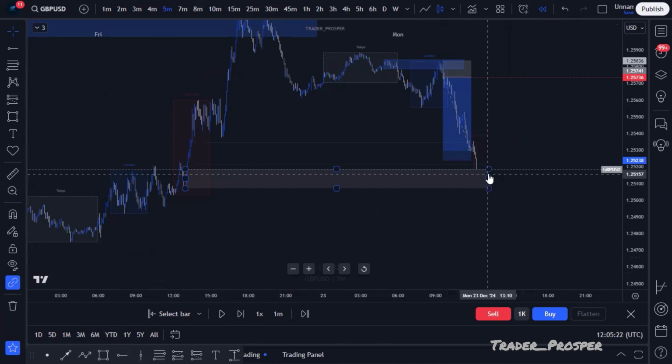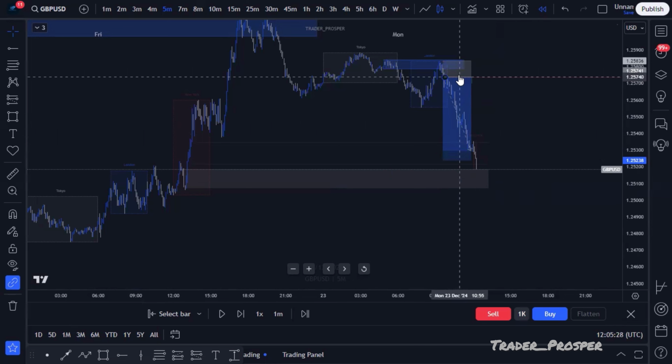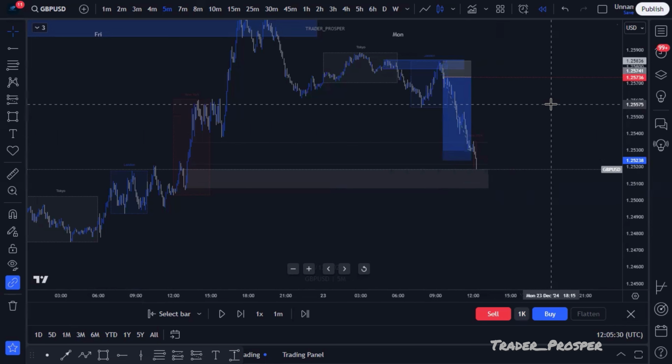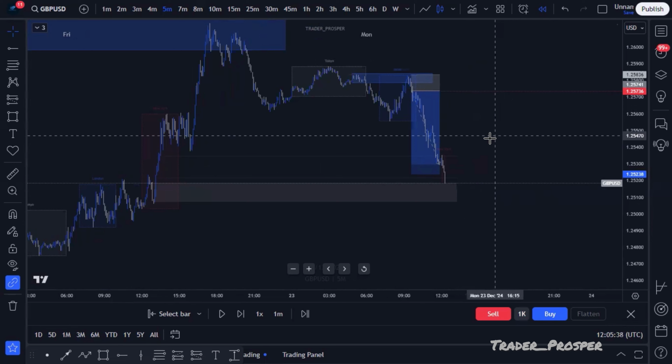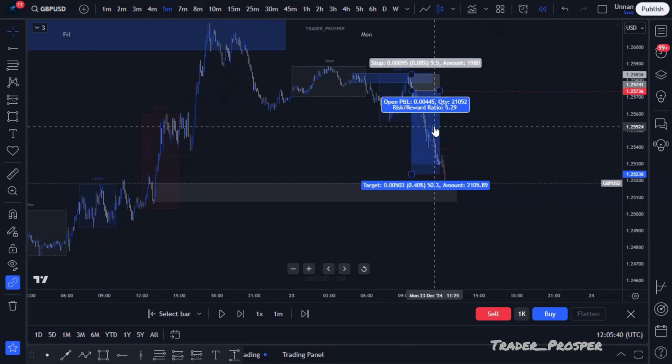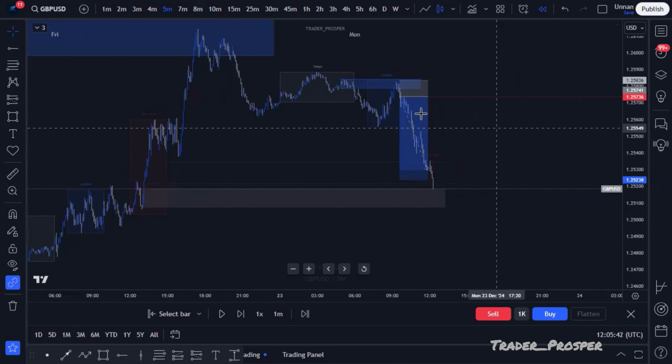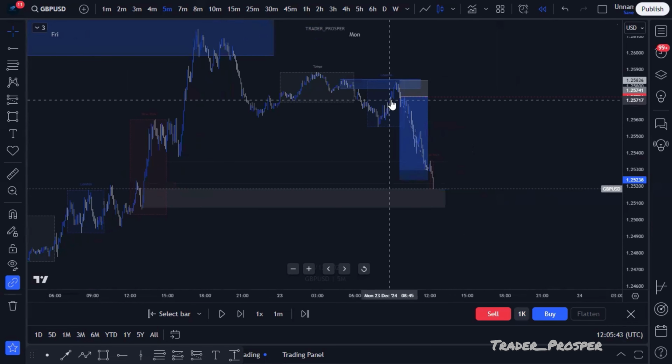But this is a successful trade. We risked 1% to gain 5.29%, which is very nice money in the market. If you were trading a 100K account, you should have made about $5,000 on this trade. So this is one of the trades, and this is how you can execute it.